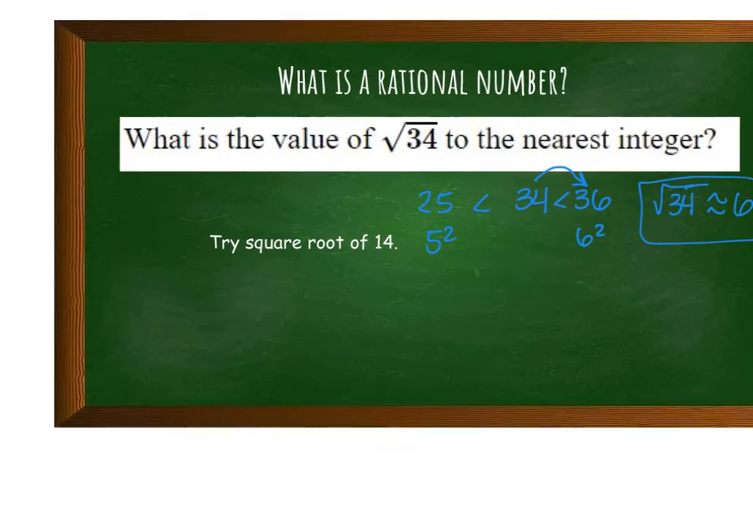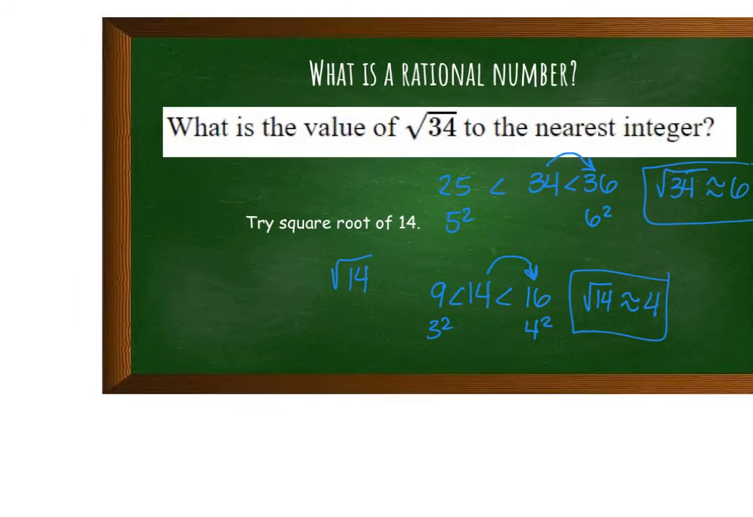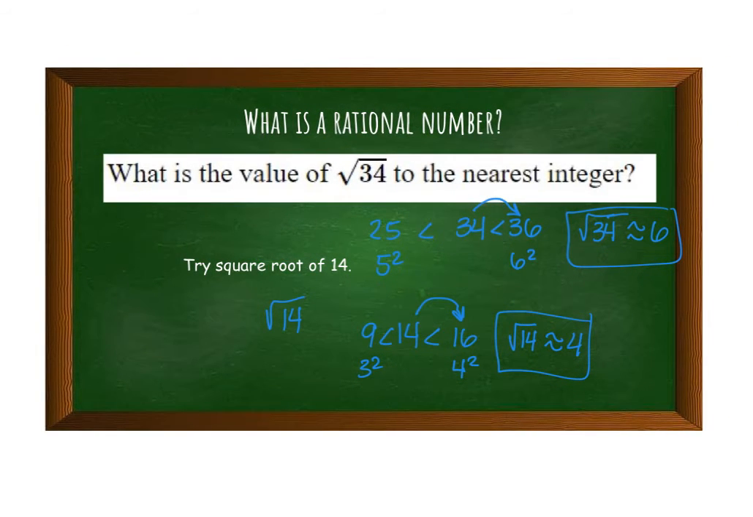Okay? Let's try it for the square root of 14. So what I want to do is I want to write 14. The closest one below it would be 9, and the closest one above it would be 16. 14 is closer to 16. 16 is 4 squared, and 9 is 3 squared. So we can say that the square root of 14 is approximately 4. Okay? That is some examples of approximating the square root.